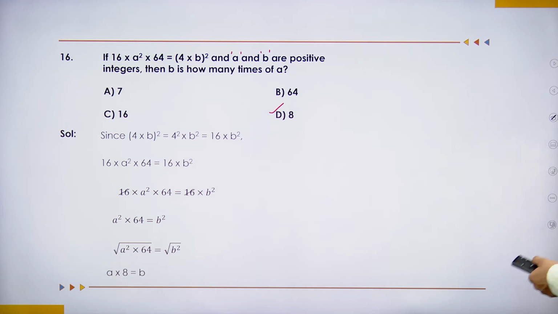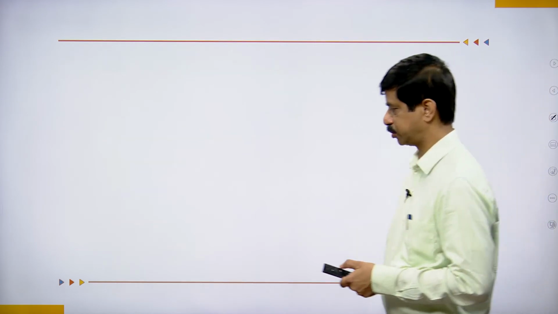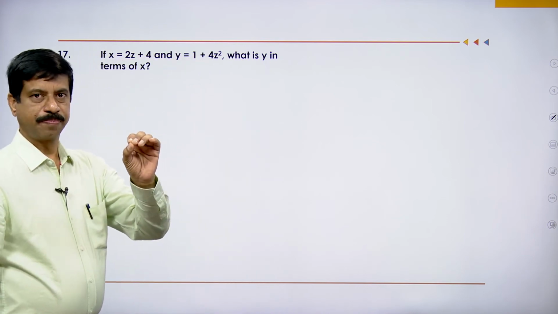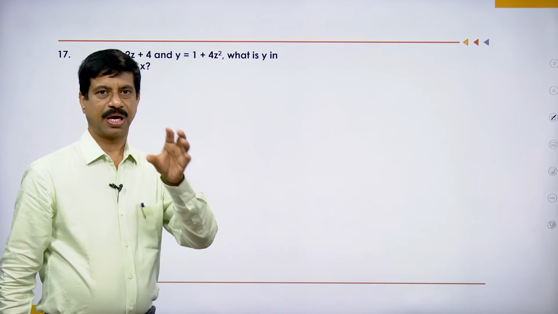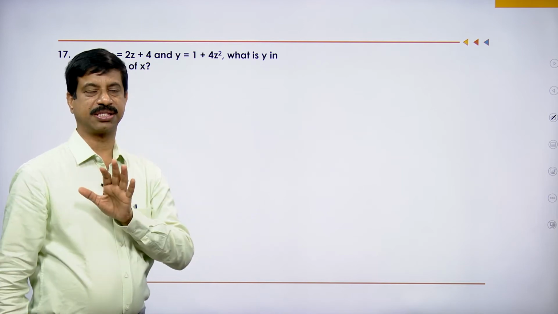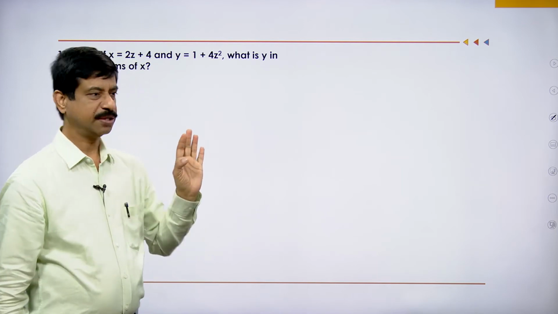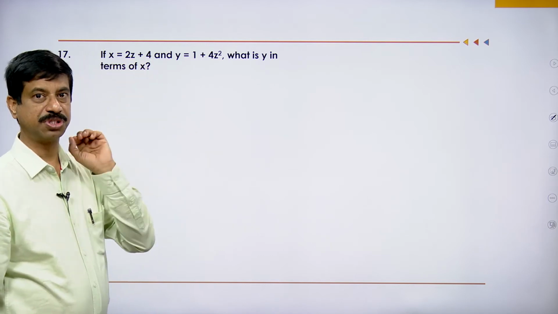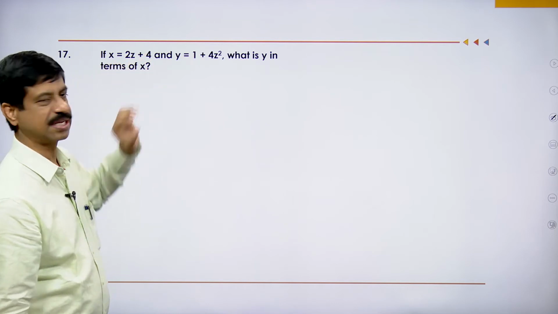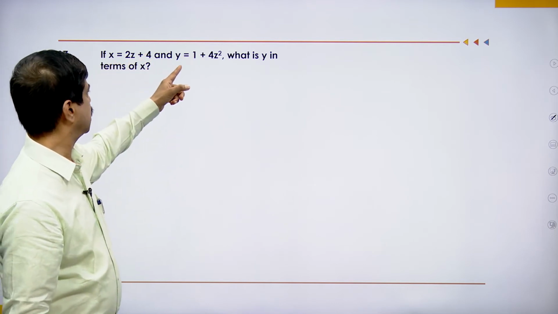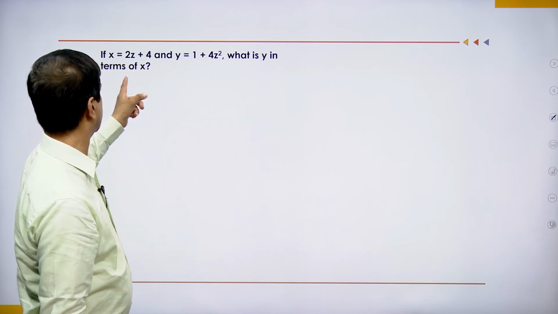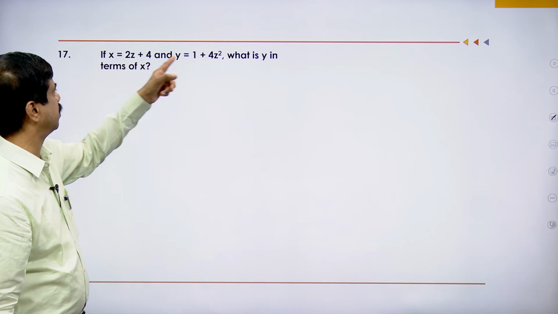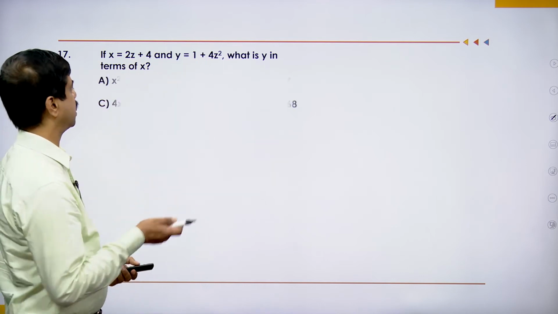Okay. Let us see what is there in the next question. So look at this, children. Reading questions, you take a little time and understand them well and then start solving. That will save a lot of time for you. Okay. x equals 2z plus 4. He has given a relation between x and z. y is 1 plus 4z whole square. What is y in terms of x? Means simply I should replace the 2z value here. Then you'll get y in terms of x.